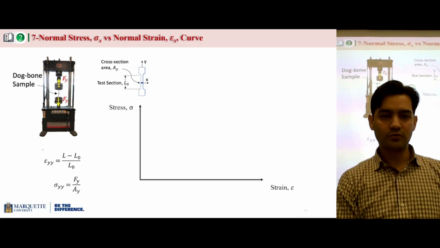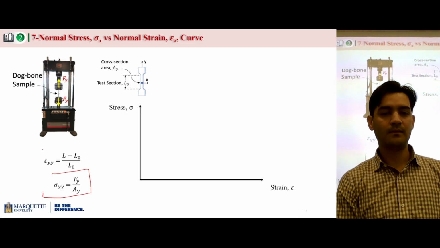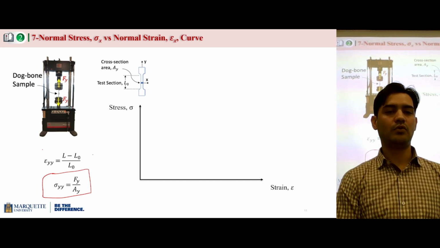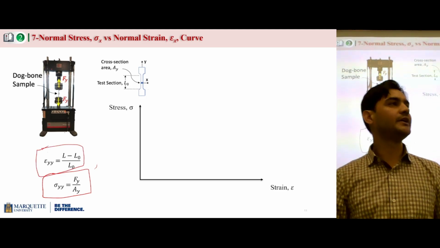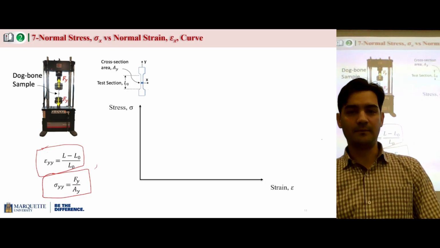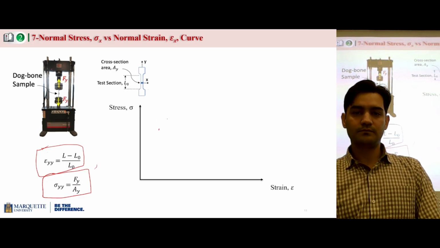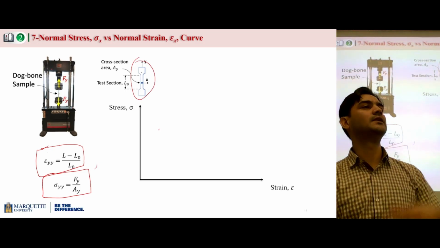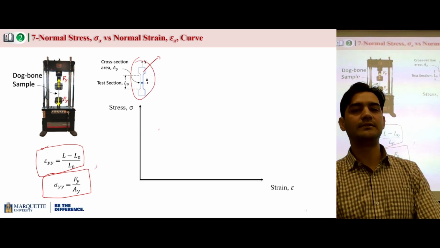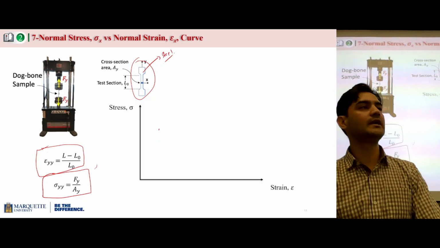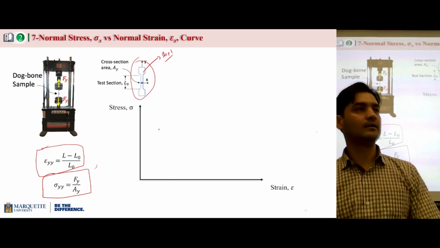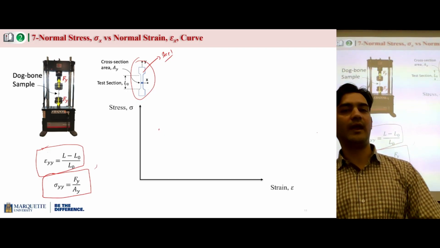So we know what stress is. Stress is force divided by area. We know what strain is, which is change in length over original length. We have this sample. It's made up of some material. Let's just say it's made up of steel. So we are interested in how steel performs, how much stress steel can take, and when the steel material will fail.